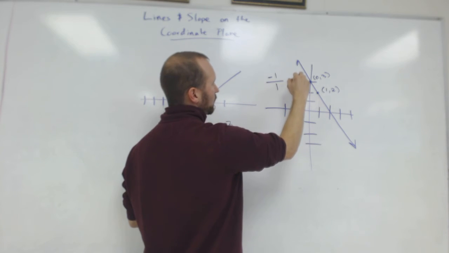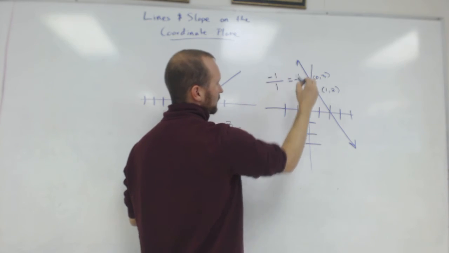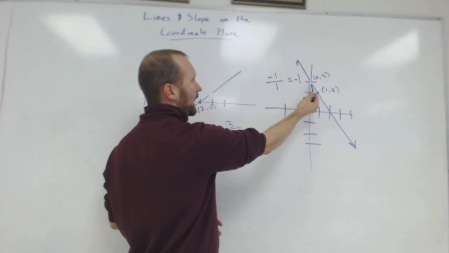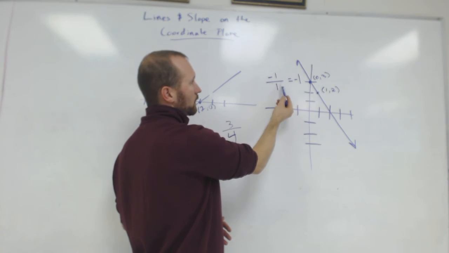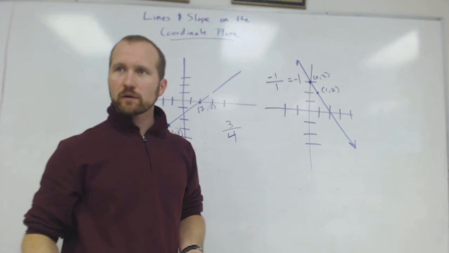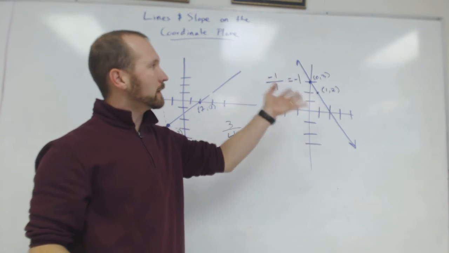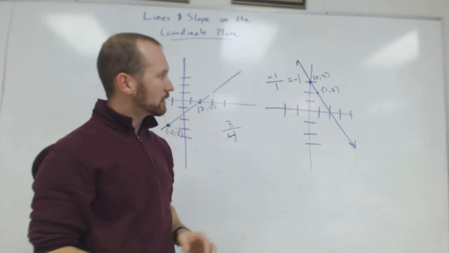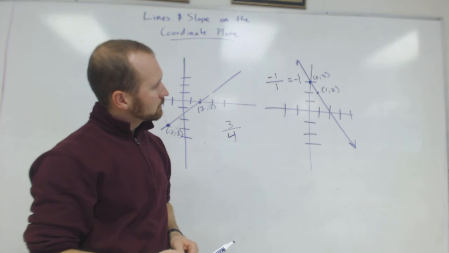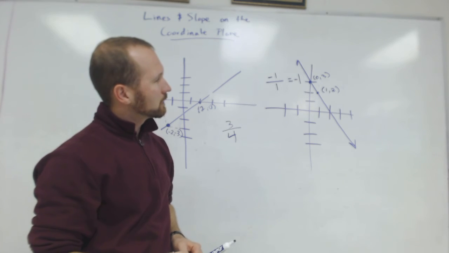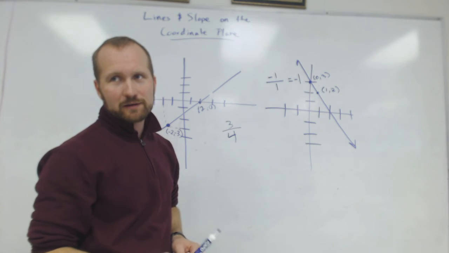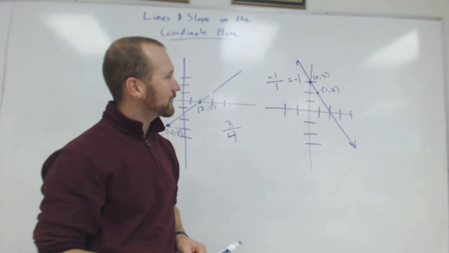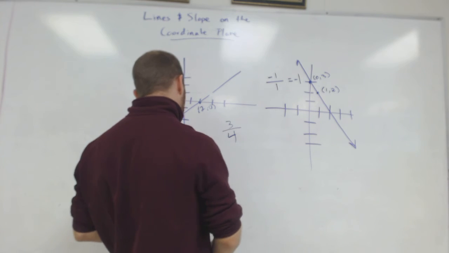So -1 over 1, which is equal to -1. So I go down 1, and then I go over 1. Down 1 over 1 equals -1. So my slope on that line is -1, approximately. Again, the way I drew it, if you choose different points, you might get a different slope. On graph paper, that won't happen.